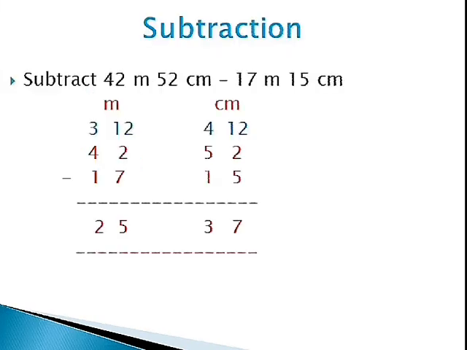Now we are going to do subtraction. Subtract 42 meter 52 centimeter minus 17 meter 15 centimeter. First write meter, then centimeter. Below the meter write 42. Below the centimeter write 52, minus 17, 15. Now students, while doing subtraction, we should start from which place, dear? Yes, we have to start from ones place. Now you have to start from centimeter, ones place.